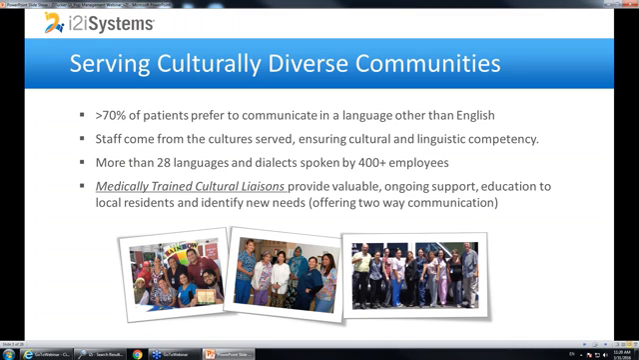As we see, we speak more than 28 languages and dialects, and they're all spoken by the more than 500 employees that we have here at La Maestra. Something that we have done is create what we call medically trained cultural liaisons. These people usually provide valuable ongoing support and education to the local residents and patients at La Maestra. They are the ones that help us identify new needs and also communicate to the patients. This is what we call offering two-way communications.